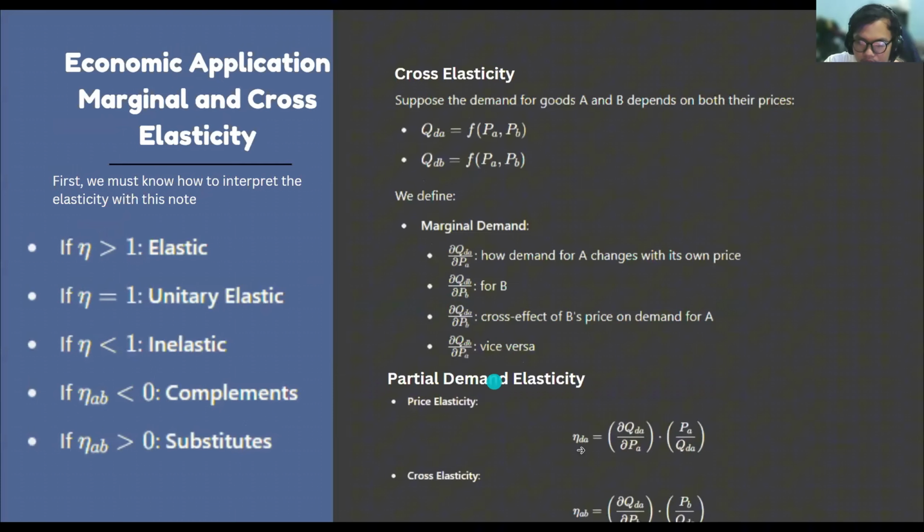Partial elasticity together, sorry, elasticity dA equals (partial QDA per partial PA) times (PA per QDA), and elasticity AB equals partial QDA per partial PB times (PB per QDB). Okay.